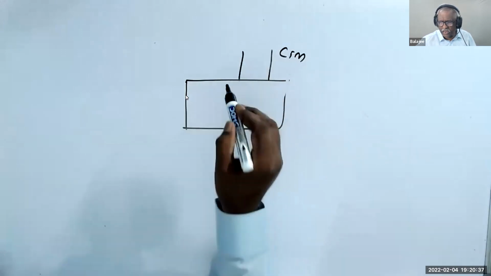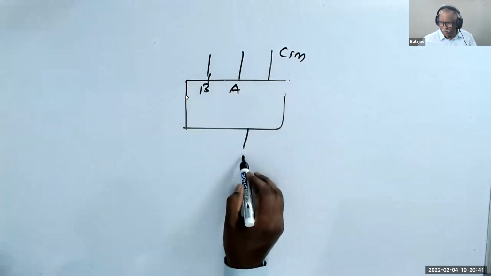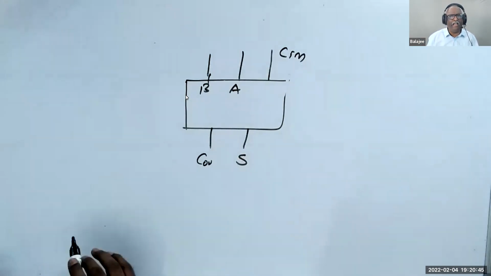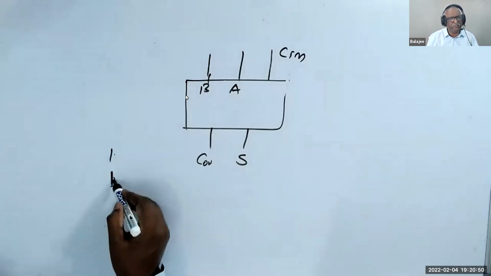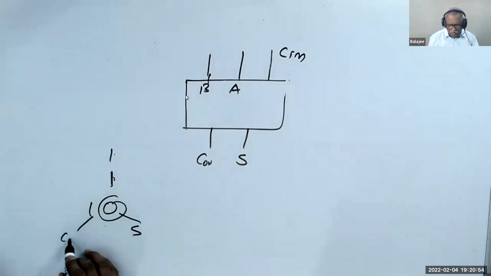One is A, one is B. One is sum, one is carry out. Am I right? If I add the numbers 1 and 1, then 1 plus 1 is 10. That time I get a sum and I get a carry out.